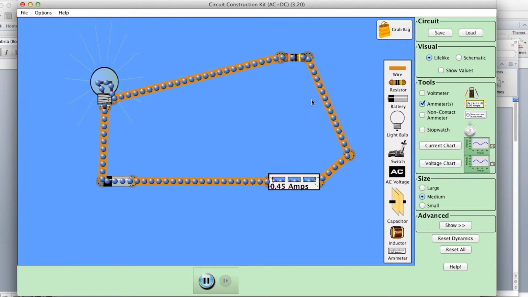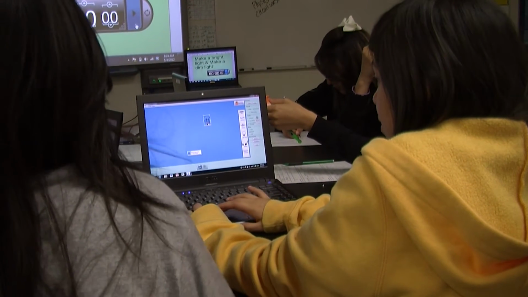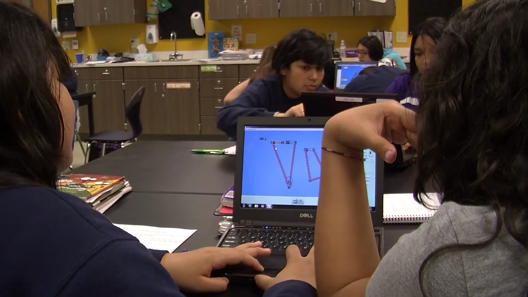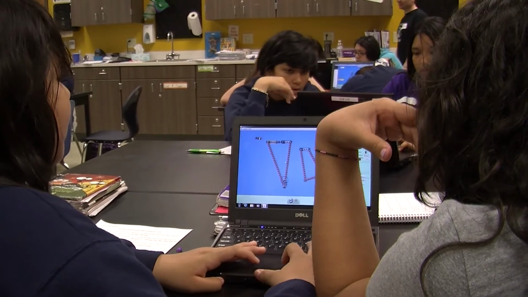Getting the students focused around what these learning goals or learning objectives are, they can still point back to what those things are and know that they are progressing and learning something as they're going through the day.